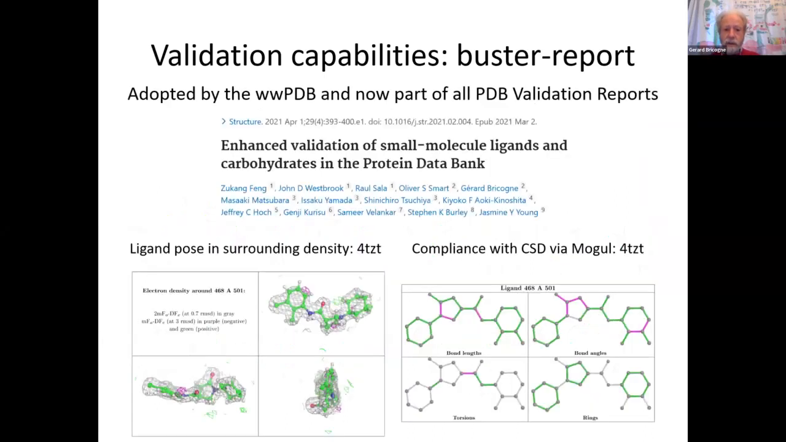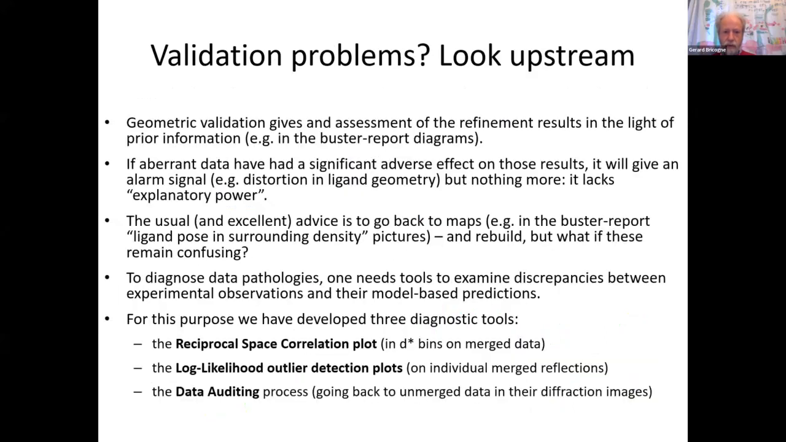This has had some success. The PDB has adopted the same extra information, the generation of the same information in its validation report. And in fact, the code that generates the diagrams was donated by Global Phasing. So you will see these diagrams and the density around the ligand in every validation report.